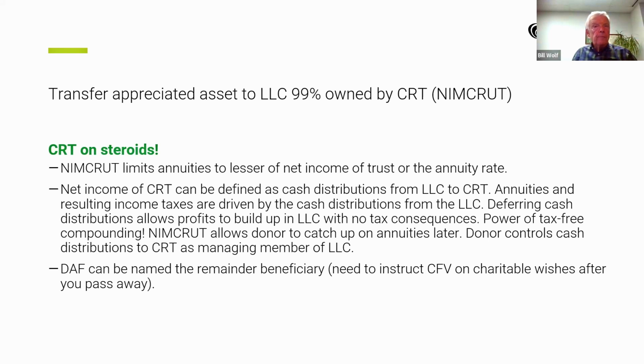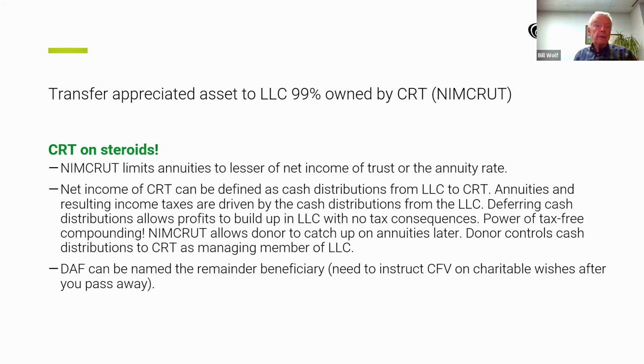So I've got the term NIMCRUT. I love that, NIMCRUT. Okay, what does it stand for? Net income, makeup, charitable remainder, uni trust. It's a mouthful, but let's just say what it does. The first bullet describes it. The NIMCRUT limits the annuities to the lesser of net income of the trust or the annuity rate, say 7%.